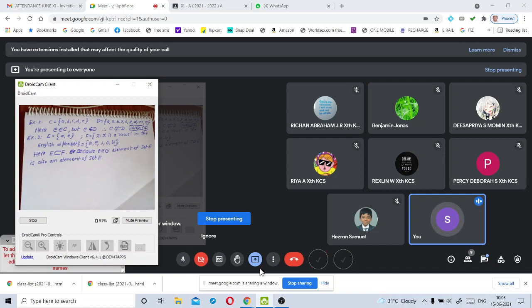So in the previous class, we have discussed the concept of a subset. Do you remember the definition of a subset of another set? Do you remember that point, my children?